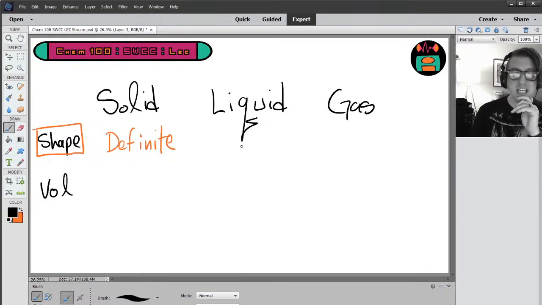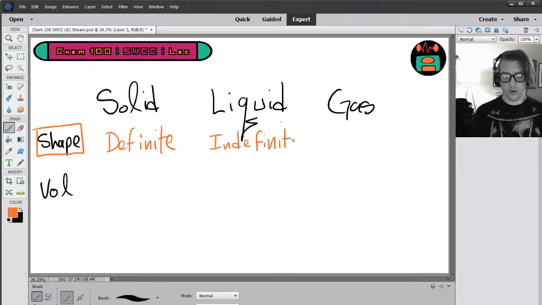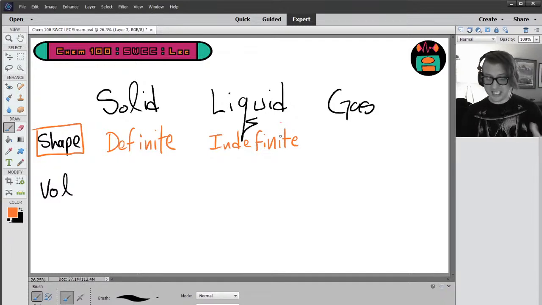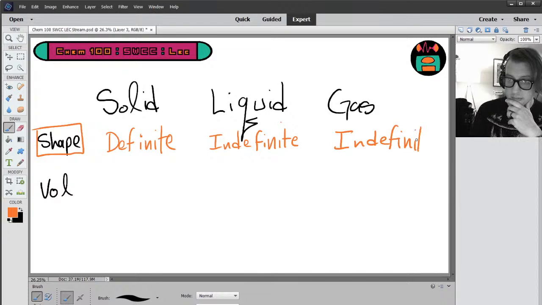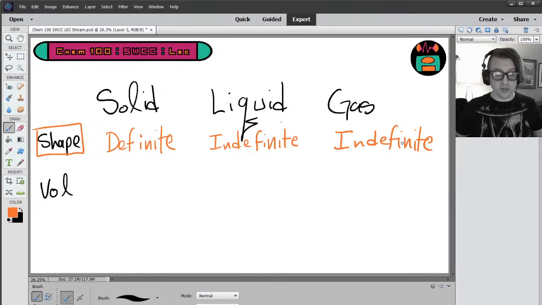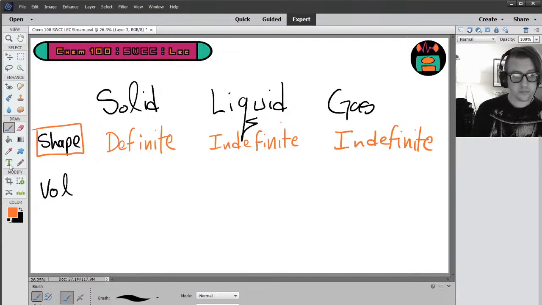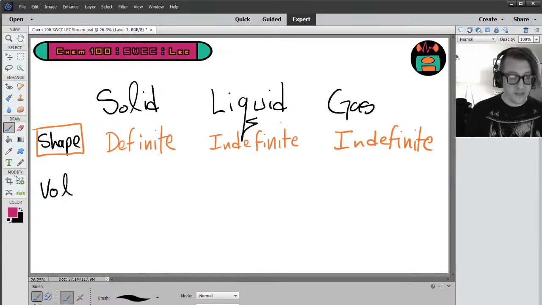Liquids have an indefinite shape. Liquids don't have a definite shape. They flow. They take the shape of whatever container is holding them. Gases also have an indefinite shape, and that makes sense, right? We're breathing gases. Gases occupy the volume of whatever is holding them. So those are the shapes generically of each phase of matter.